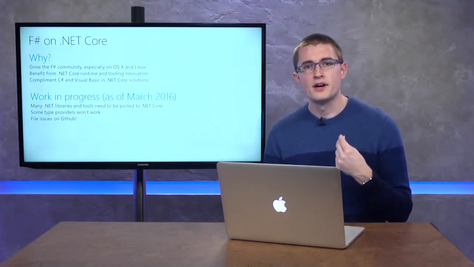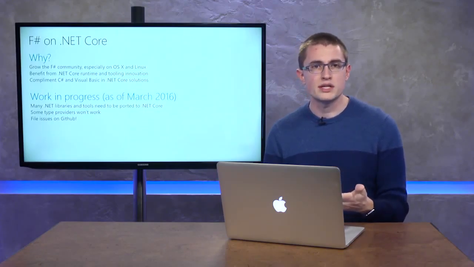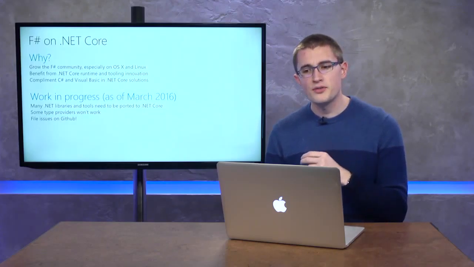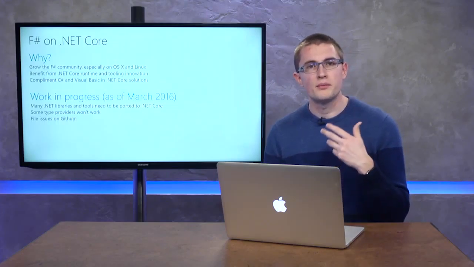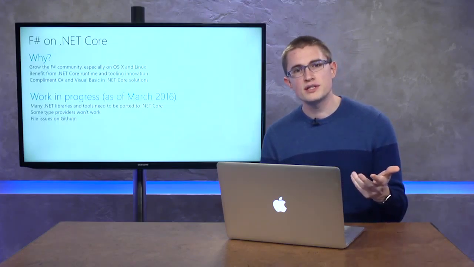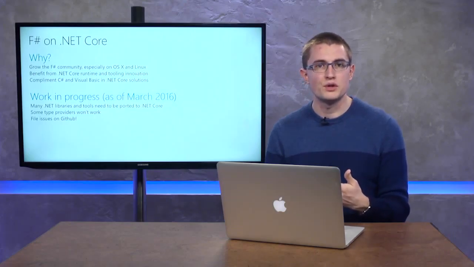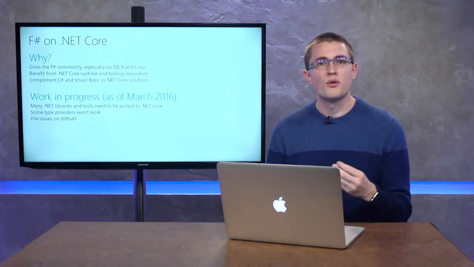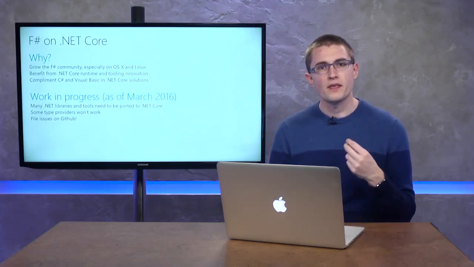Now today, F#, the compiler, and F# Interactive both run on Core CLR, and the .NET CLI tool supports F# in some important ways. But this is still a work in progress. So the biggest things are that most of the .NET library ecosystem has yet to be ported to .NET Core, and so you should expect to do some porting for the near future when you work with this. In particular, some F# type providers won't work because of changes to how reflection works for .NET Core.